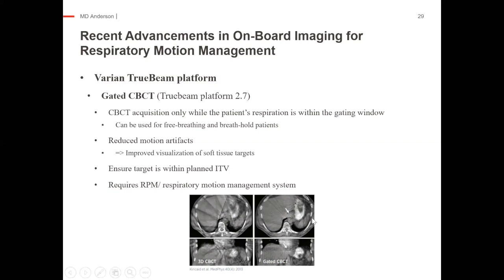So here's an image. This is provided by Varian. So you can see a traditional 3D cone beam CT on the left versus a gated one on the right. So you see much less artifacts and streaking that are due to that motion.